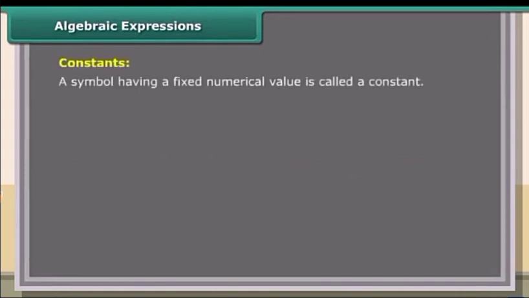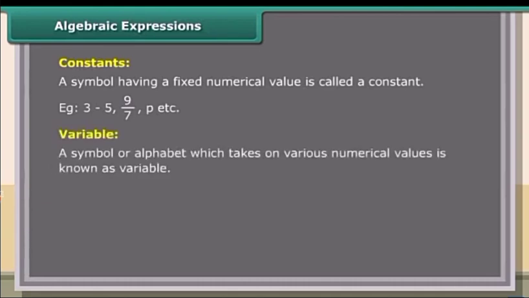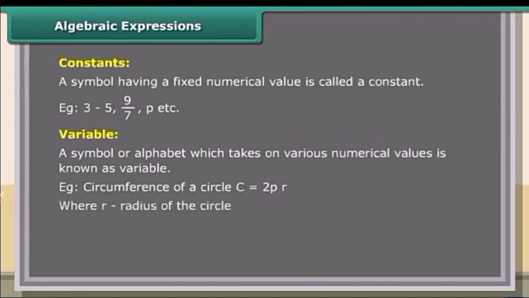Algebraic expressions. Constants. A symbol having a fixed numerical value is called a constant. Example, 3, minus 5, 9 upon 7, pi, etc. Variable. A symbol or alphabet which takes on various numerical values is known as variable. Example, circumference of a circle C is equal to 2πr, where r is radius of the circle. 2π constants, C, r variables.